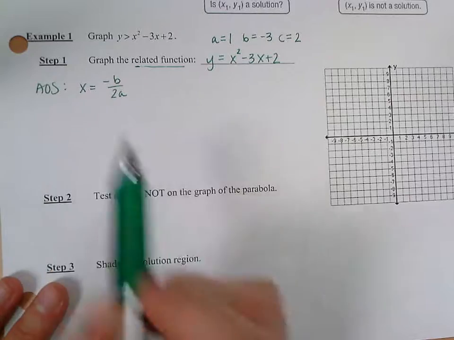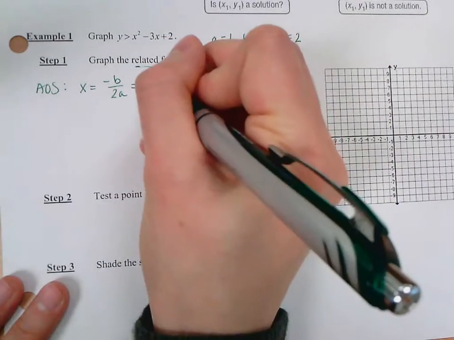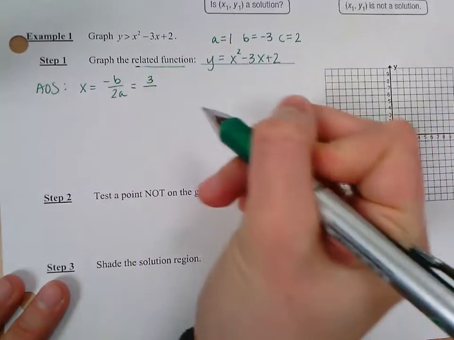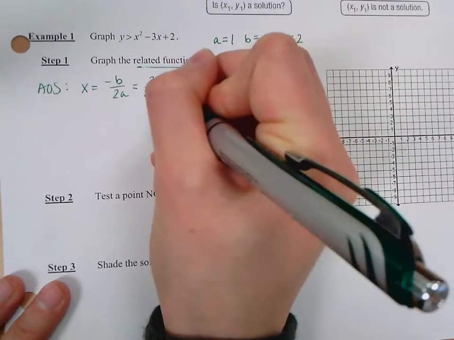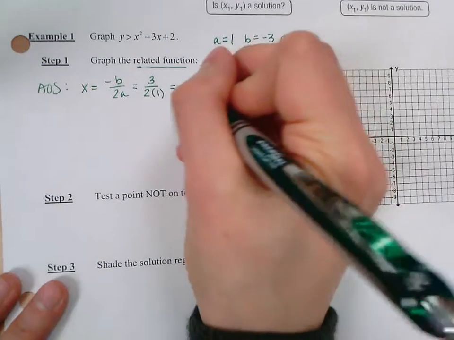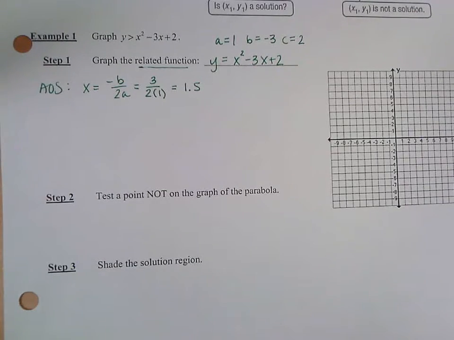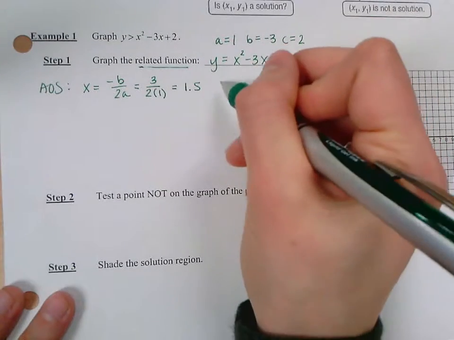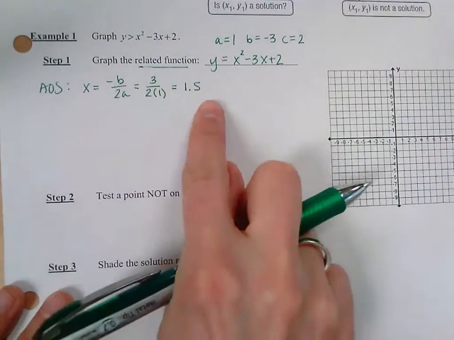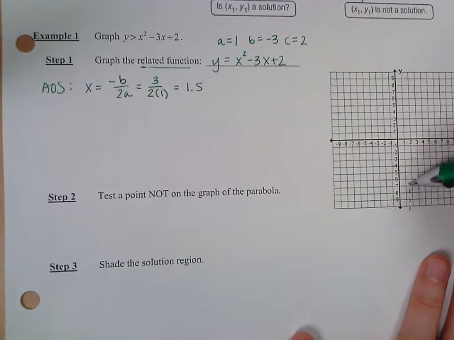So opposite of b over 2a. B is -3. So opposite of b is 3, over 2 times a is 1. So it's 3 divided by 2. Yep, 3 over 2, or if you wanted to write it as 1.5. So the axis of symmetry is the equation x equals 1.5, but on the graph, it's a vertical line through 1.5.